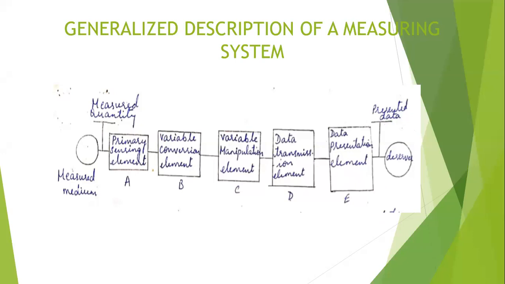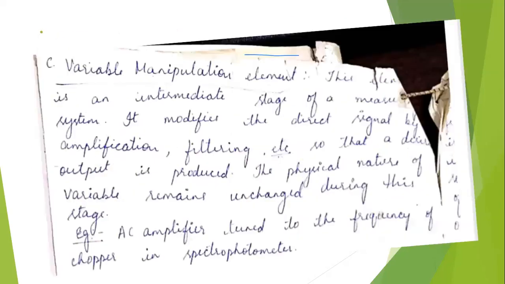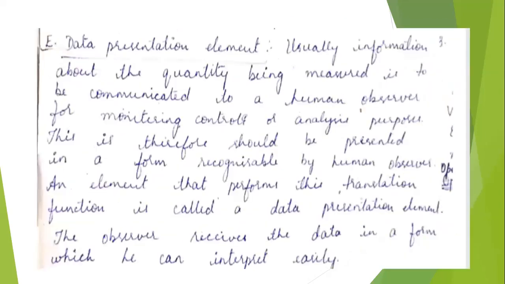Almost all question papers have a question: write the generalized description of a measuring system, or explain briefly the generalized description of a measuring system. You have this question from the examination point of view. This is very, very important. Mark it important. You can expect this question in the examination as well as in the test. So today's class, this much is enough for you. Now I conclude this class and I will continue in the next class.